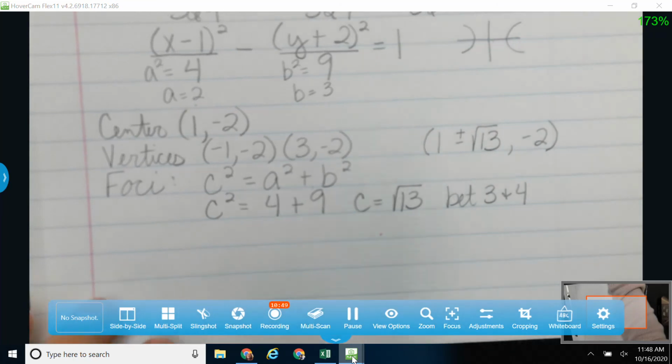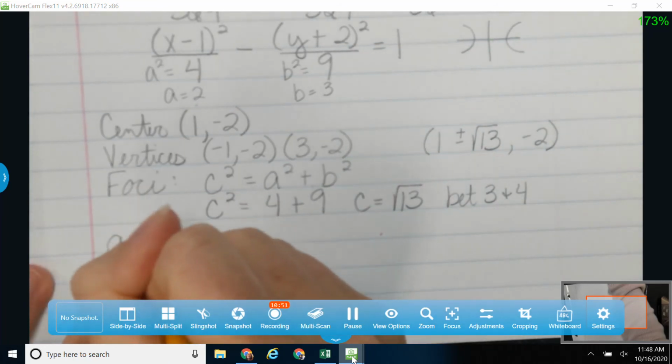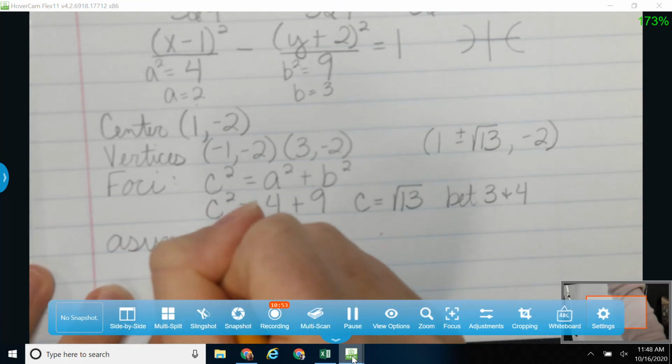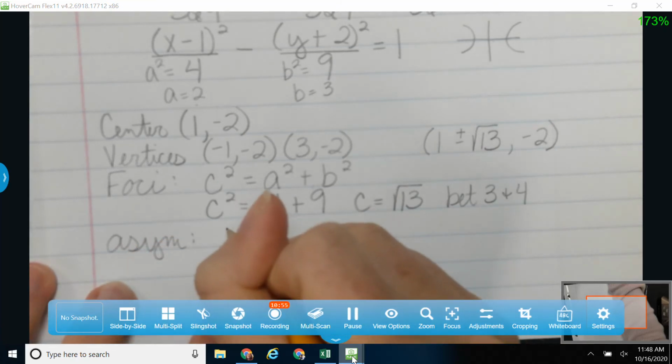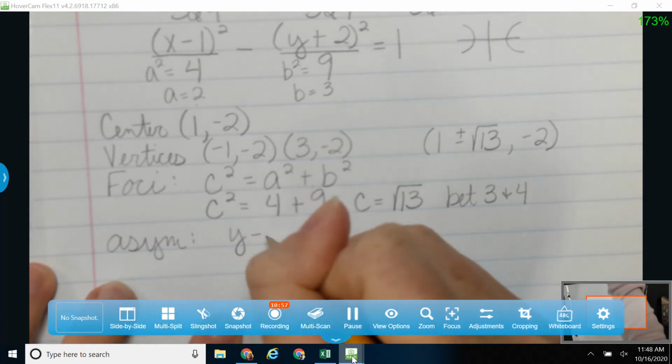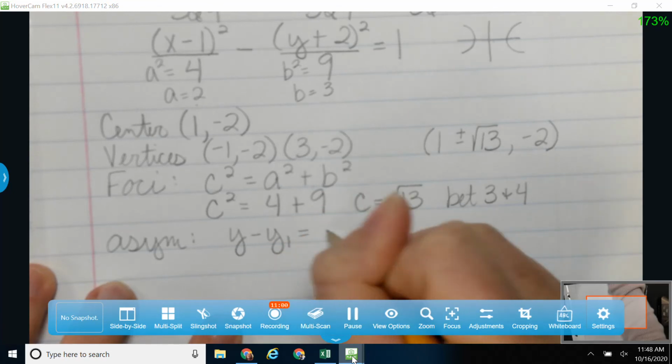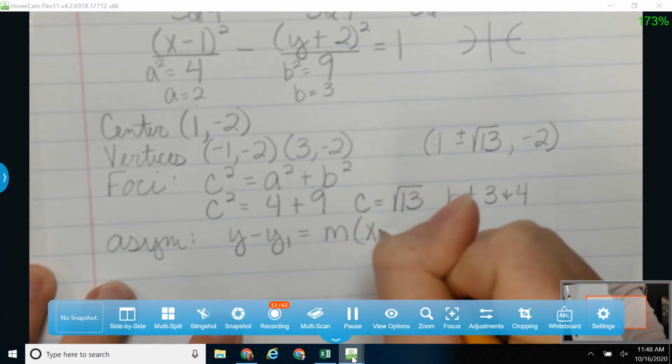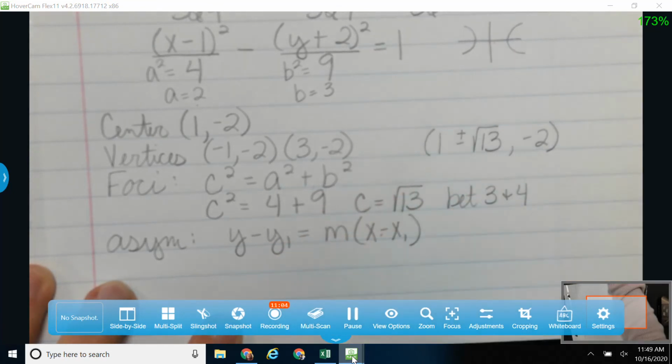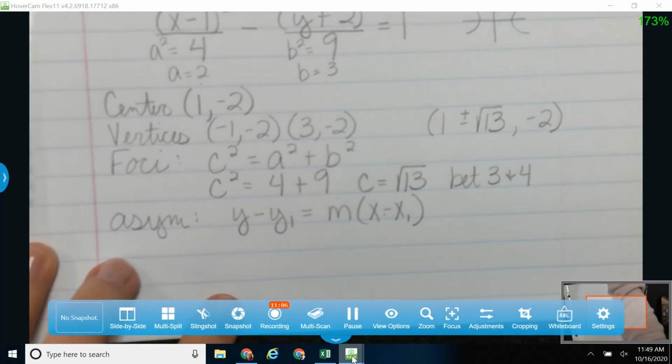Okay, the last thing I need for hyperbola is my asymptote equation. All right, let me write down one more time the format. You can write this down if you want to. But this right here is the point slope formula that you learned in Algebra 1. That's what I'm filling in. So it's not a new formula. It's one that you already know. It's just a new way of filling it in.